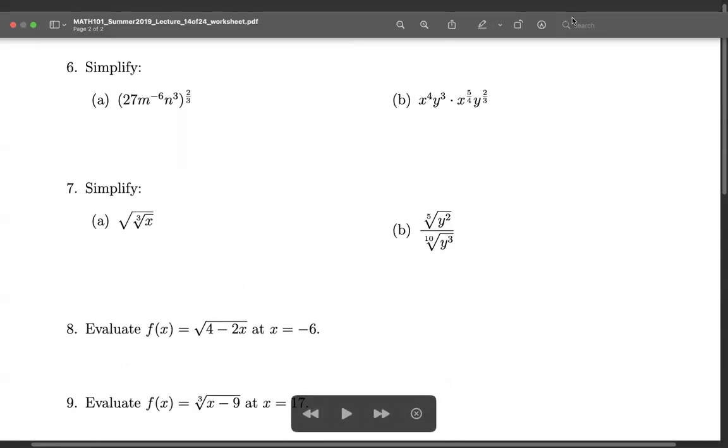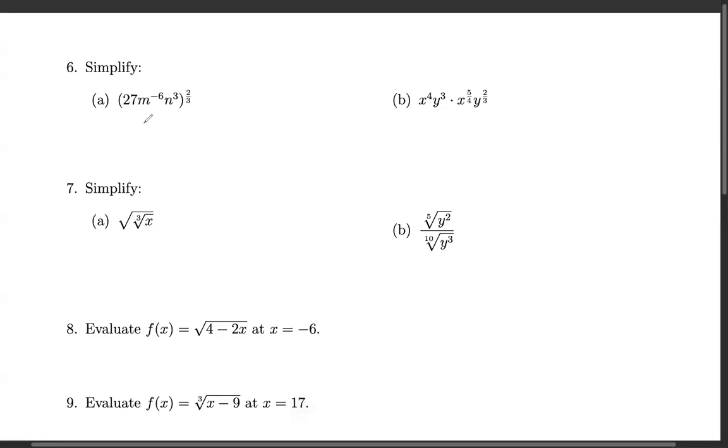It's 6. We have this radicand. So let's write down the radicand first. We have 27 m raised by -6 n raised by 3. Then each one's exponent is multiplied by this exponent. So 27, actually I want to rewrite 27. 27 is 3 raised by 3, right? So then everyone raised by 2/3. So I need to multiply the exponent.